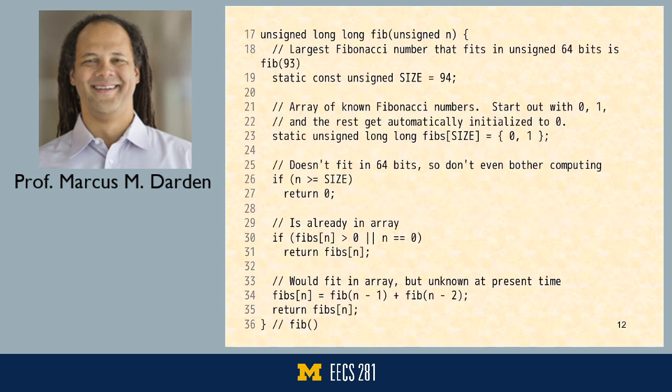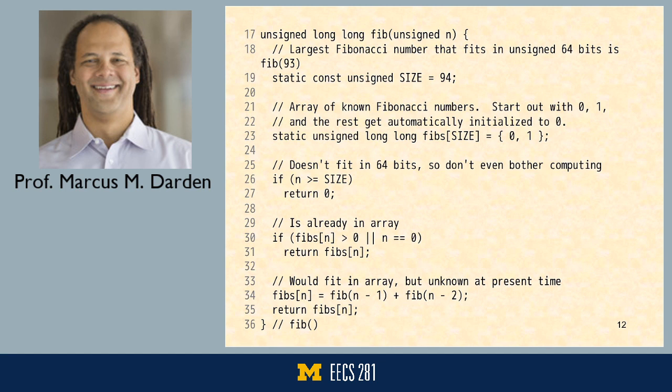Next slide. Here is our fib function that's going to return a long, 8-byte integer, unsigned, because we never go negative. And right there in line 18, there's a comment that says the largest Fibonacci number that fits in an unsigned 64 bits or 8-byte integer is fib 93. So if I ask for fib 94, I'll have overflow. So in line 19, you see there's a static constant defined that tells us that once we get to 94, we've got to be done, right? So we're going to use that as the size of our memo.